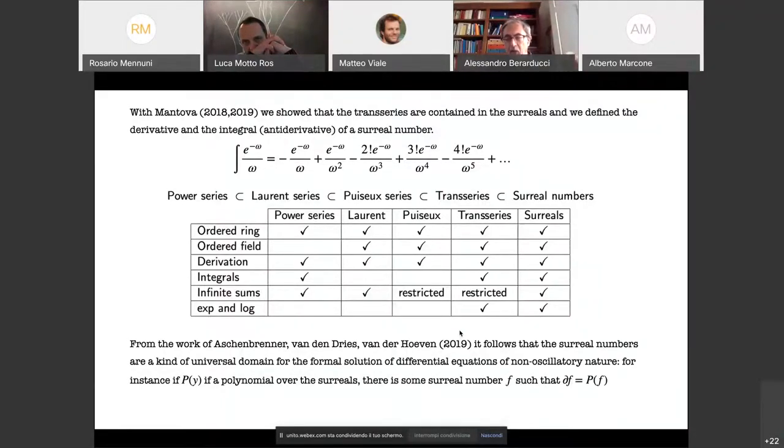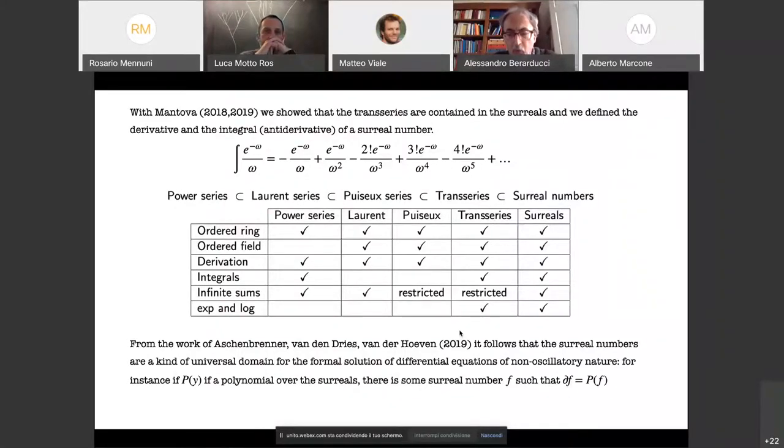But exp and log can be defined globally because they do not oscillate. Functions like arctangent can probably also be defined globally. So things which do not oscillate, in a precise sense, more likely can be defined in the surreals. But of course, sine and cosine cannot be defined, and it's quite intuitive because you cannot.